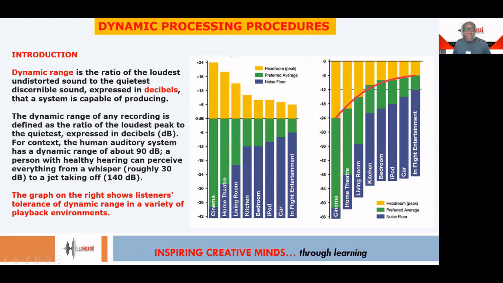And now look at the theater, living room, kitchen, bedroom. You can see even our iPod, car, in-flight entertainment. It has a lot of noise because of the engine and everything like that. But when it is being treated by a dynamic processor, you see that everything now moves up, so it can be perceived. So that is how a dynamic processor will affect the dynamic range of every signal within an environment. That is what we are saying now.